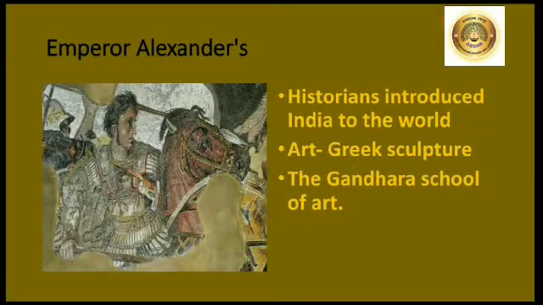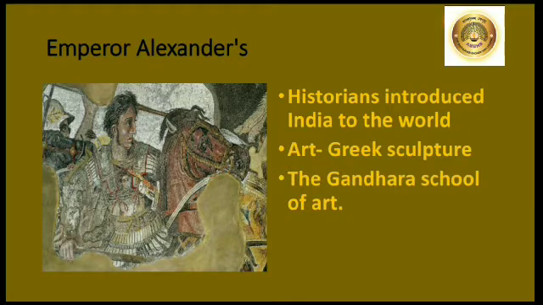Children, the historians who came to India with Alexander wrote many books. They have mentioned the history, geography and culture of India. They introduced India to the Western world through their writing. So what happened with this? The Western world, or we can say the Greeks, became aware of a country like India. They also knew about India and the new routes. So with this, trade between India and the Western world increased.